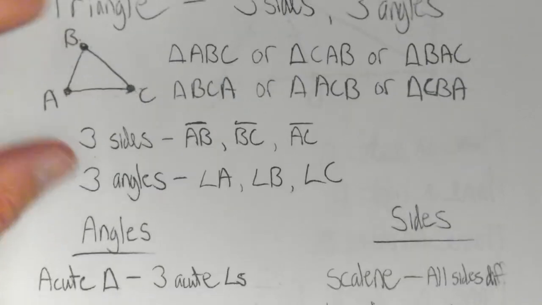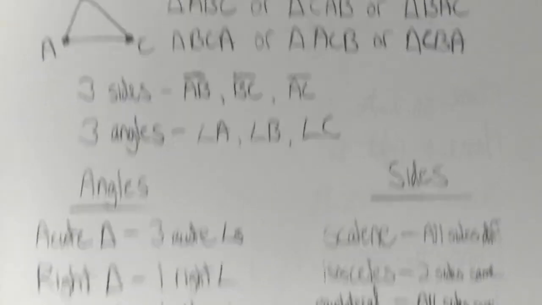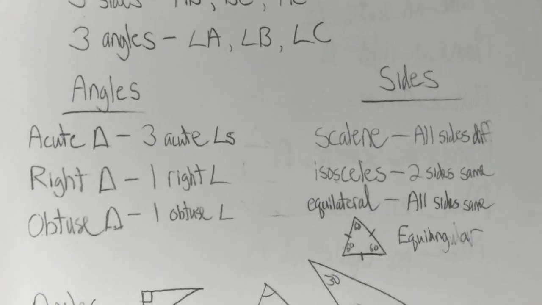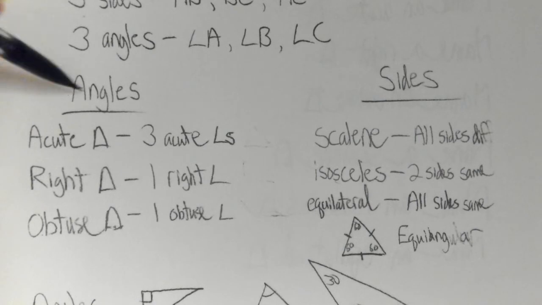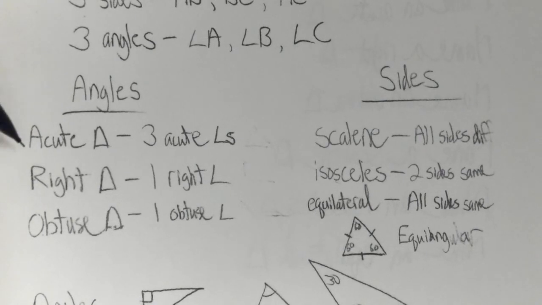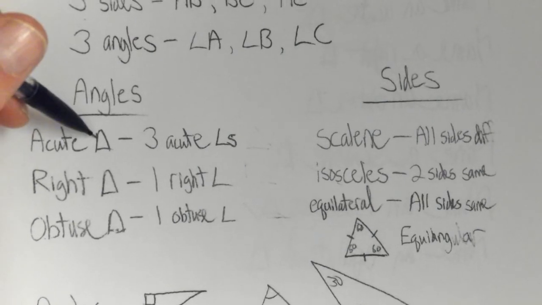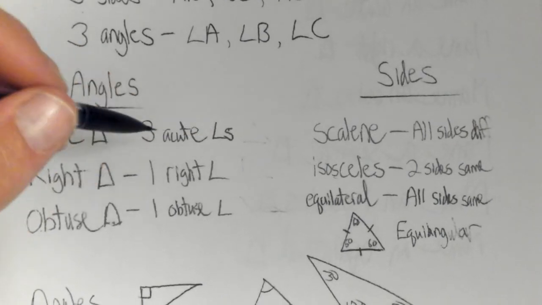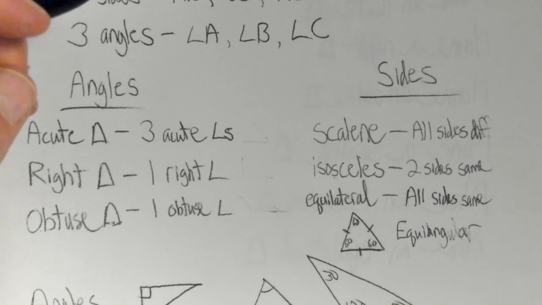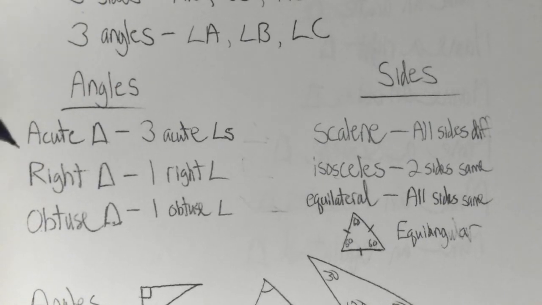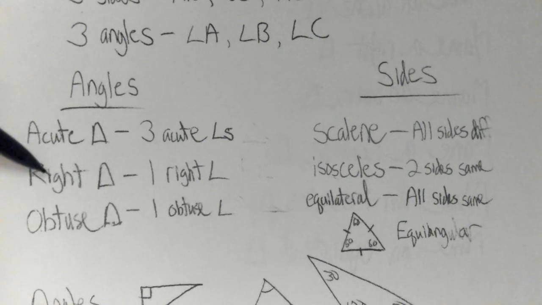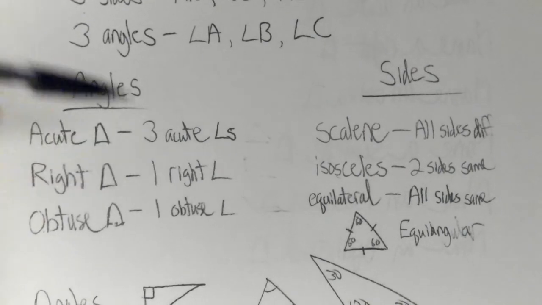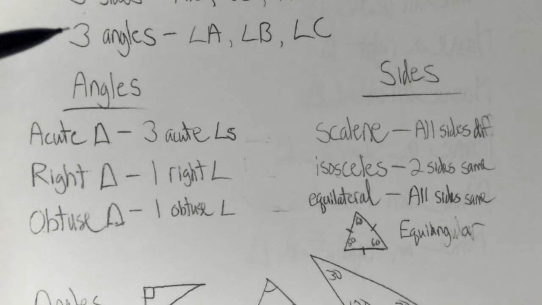The next thing we're going to look at is a chart that classifies triangles by angles and by sides. Classification by angles looks like this. An acute triangle is a triangle with 3 acute angles. If it's got 3 acute angles, then it's known as an acute triangle. A right triangle is a triangle that has 1 right angle.